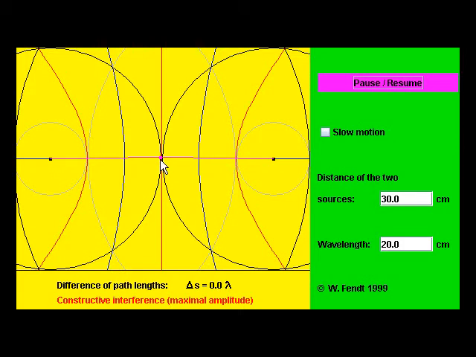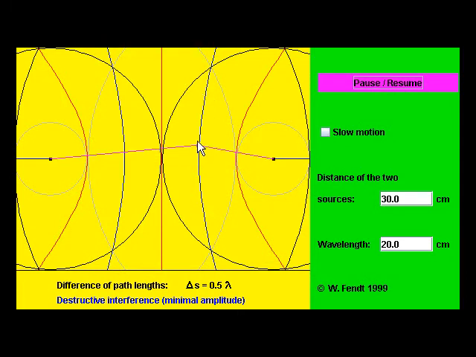If we move over a little bit further to the right here, now notice that from this particular point, there's a half wavelength difference. And when you have a half wavelength difference, you get destructive interference or minimal amplitude. This would be where we have a crest from one meeting a trough from the other. The red lines represent areas where you'll see wave crests, and the darker lines represent areas of destructive interference.